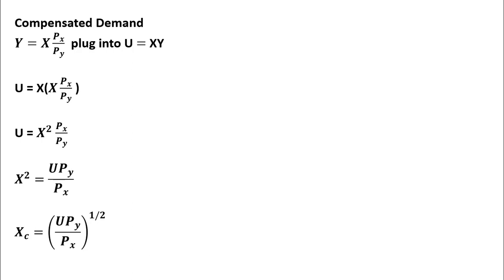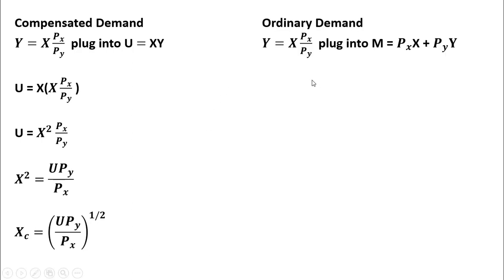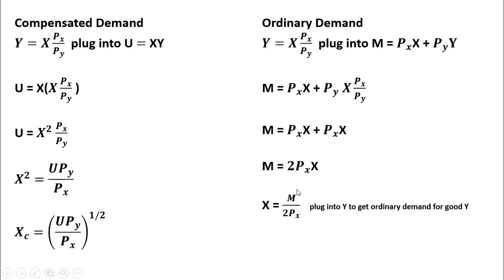Okay, now let's get the ordinary demand for good X. Once again, taking that condition we saw on the first slide, but this time plugging it into the budget constraint. So where we have a Y, we'll plug in X times the price of good X divided by the price of good Y. So making that substitution, the price of good Y cancels, leaving us with the ordinary demand for good X.